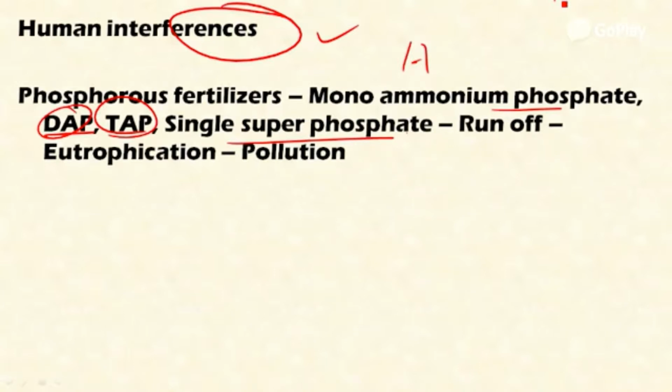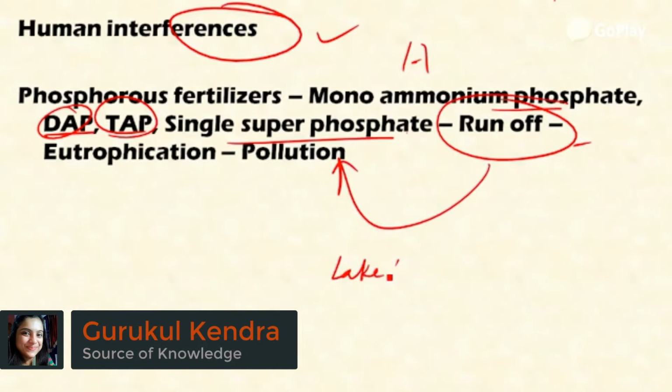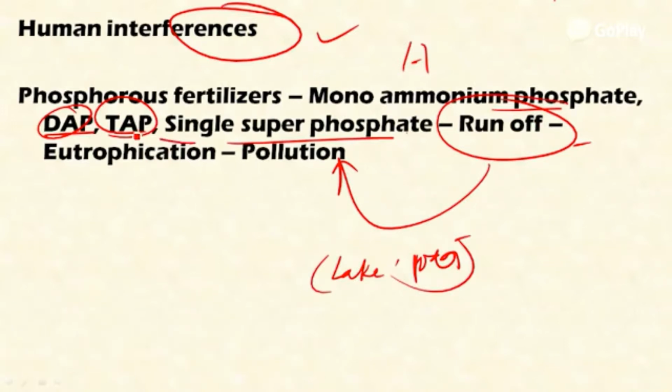So there will be runoff from the agricultural lands by way of soil erosion and water erosion. This enters the water bodies, for example lakes and other ponds. In lakes and ponds, it leads to the condition called eutrophication that I have discussed with you already. So this is the harmful effect of human interference in the phosphorus cycle.